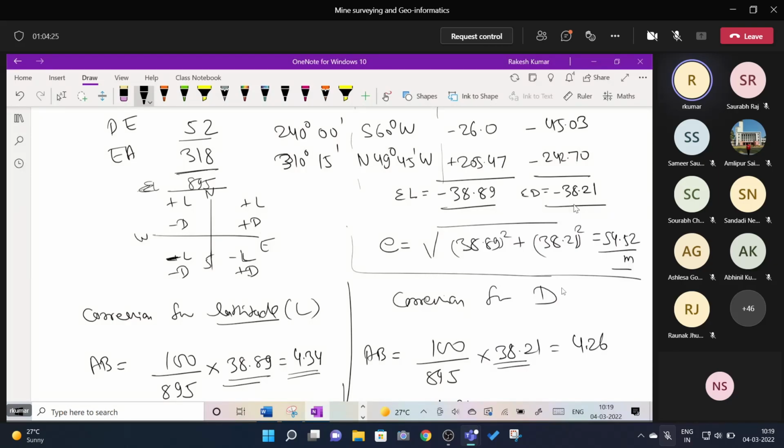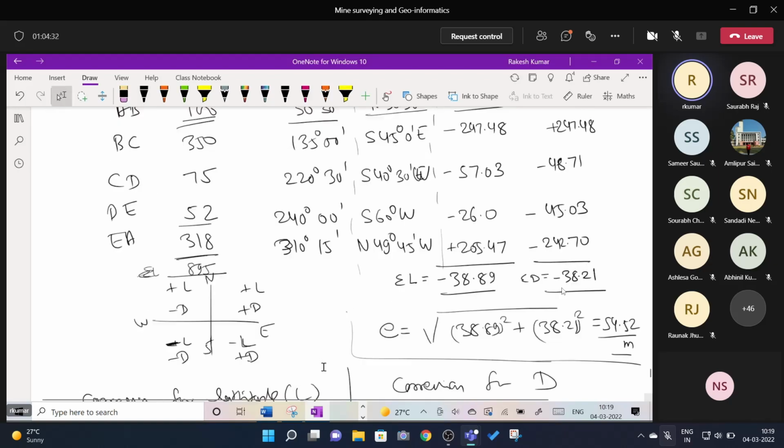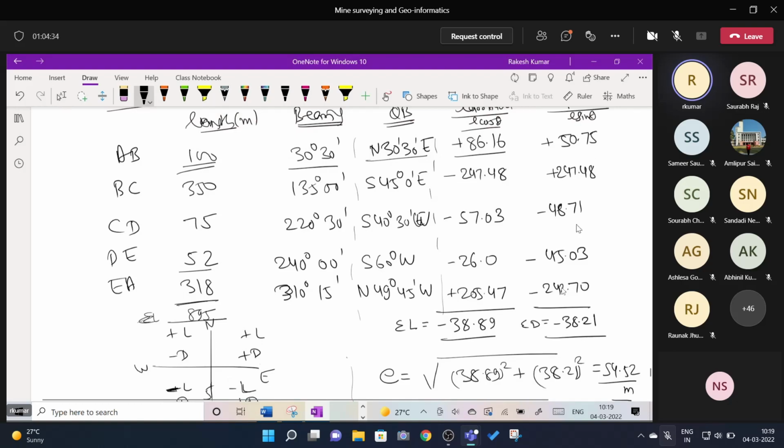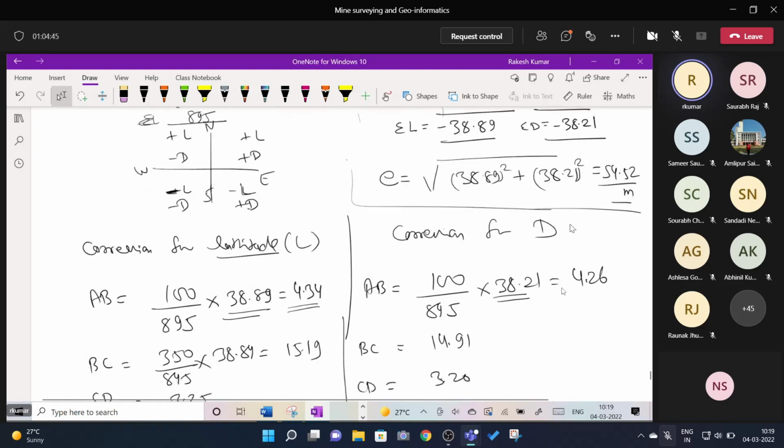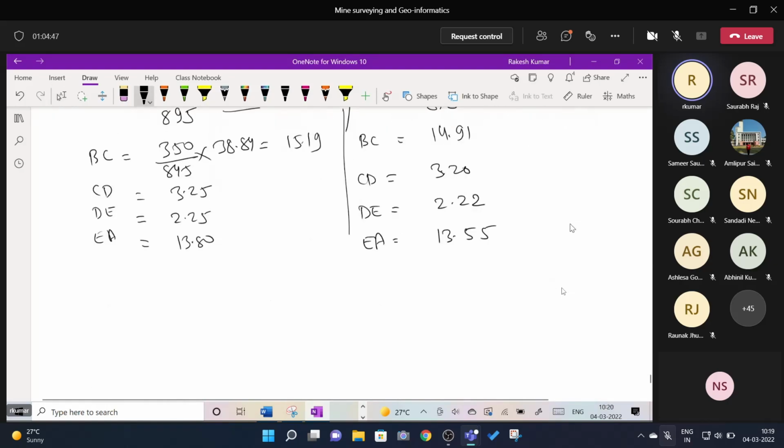Okay, it is also negative, so whatever I am getting, I should add. For AB the correction is 4.34, so I have to add 4.34 to 86.16. So finally your AB, latitude and departure, will be 90.5.